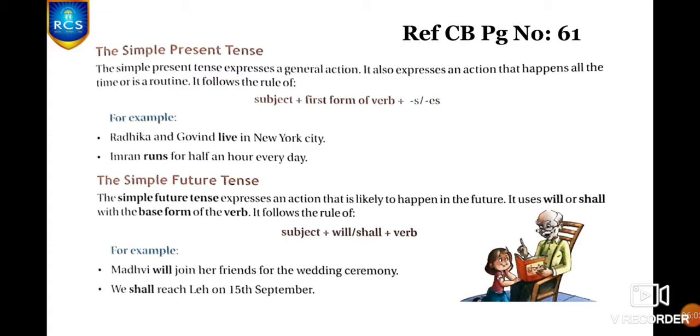Yes, clear? Next one is the simple future tense. The simple future tense expresses an action that is likely to happen in the future. It is going to happen in the future. It uses will or shall with the base form of the verb. It follows the rule subject plus will or shall plus verb.